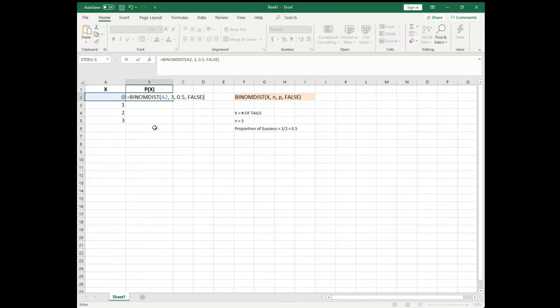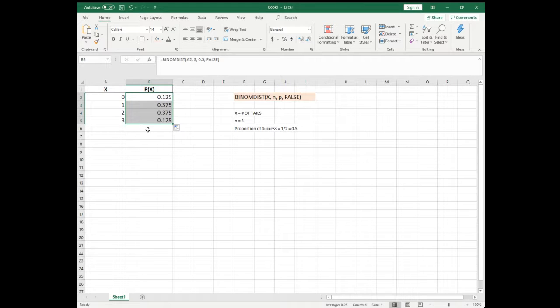Now, why false and why not true? Well, if I type false, then Excel gives me the probability of this binomial distribution just for the value of that x. If I type true, it gives me a cumulative probability, which is not what I want. So that's why we have false, and I hit enter, and that's the same probability that you calculated, Judah. Then I drag this all the way down, and that's right. When x is 0, the probability is 0.125, when x is 1, 0.375, and so on.